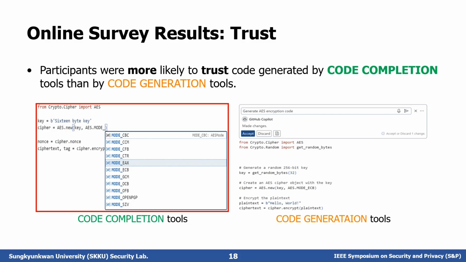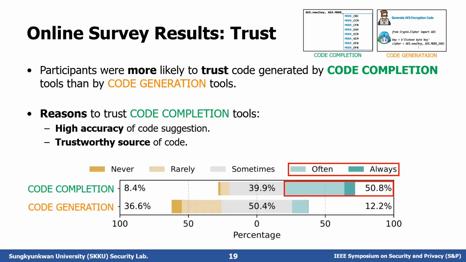Here is one of our key findings. We found that participants were more likely to trust code generated by code completion tools than by code generation tools. When we analyzed the reasons, we found that most of them believed the code completion tools suggested highly accurate code sourced from trustworthy official API documents.